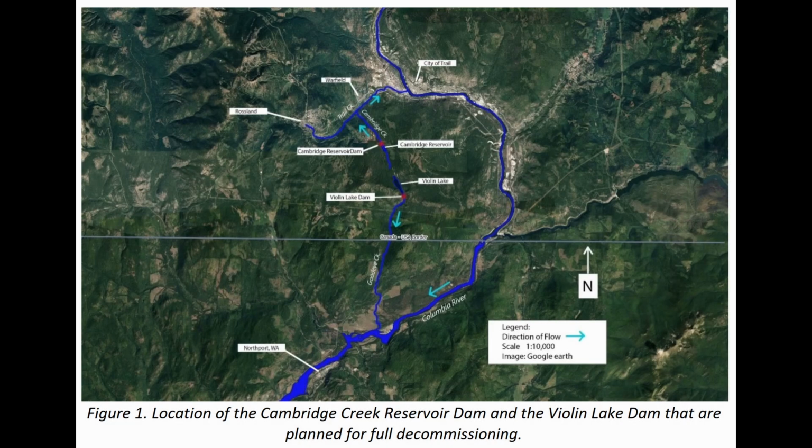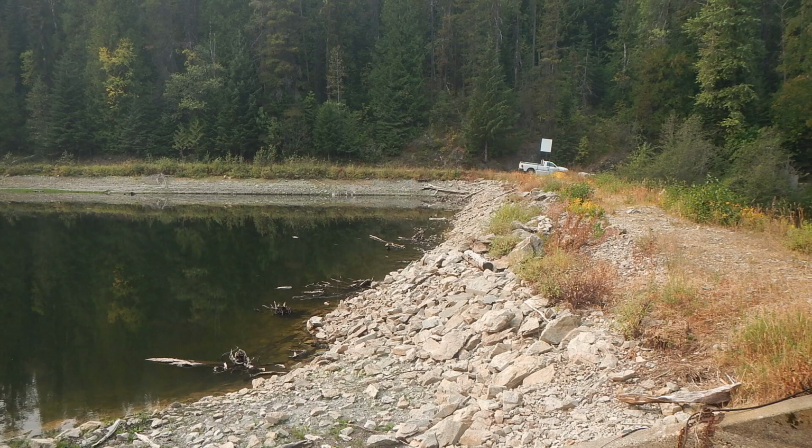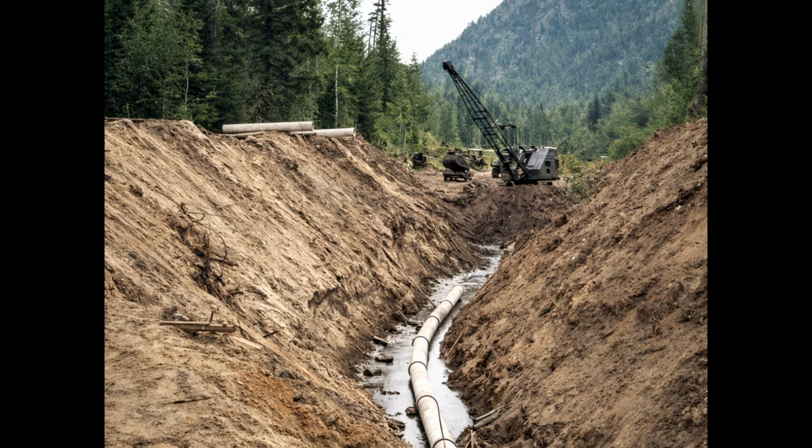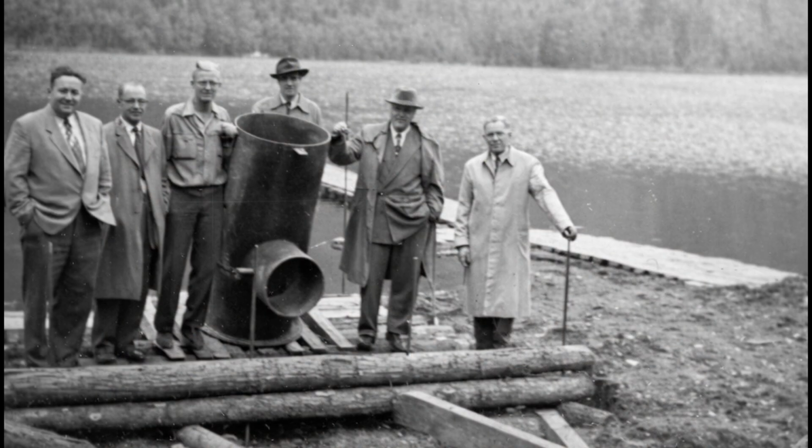The nearby Cambridge Creek Reservoir Dam was rebuilt in 1967. Cambridge Creek flows north into the Columbia River. A natural ridge separates the watershed of Cambridge Creek from that of Violin Lake. To move water from Violin Lake into Cambridge Creek Reservoir, the City of Trail installed a piping system to siphon water from Violin Lake across the height of land and into Cambridge Creek.